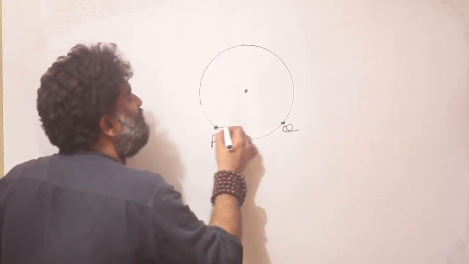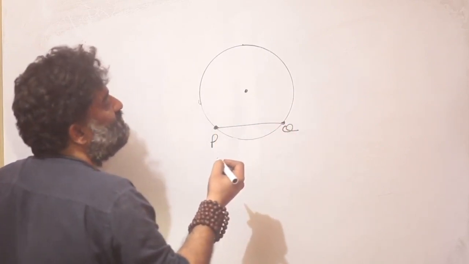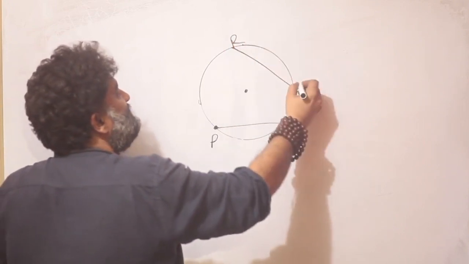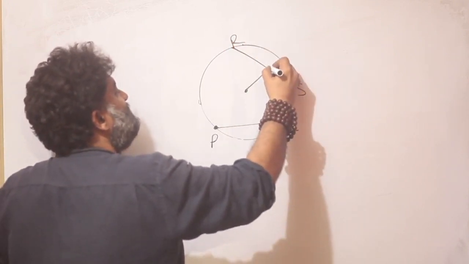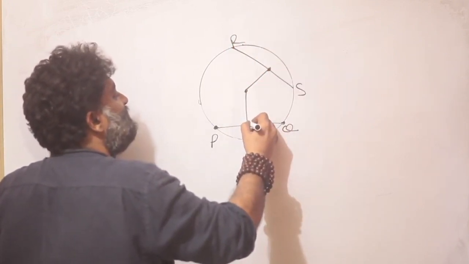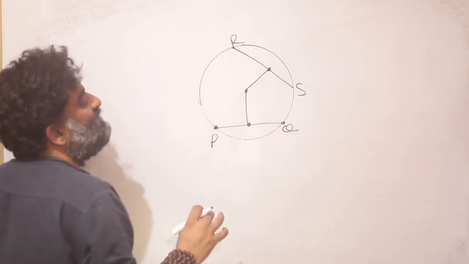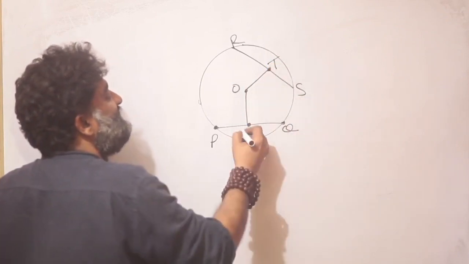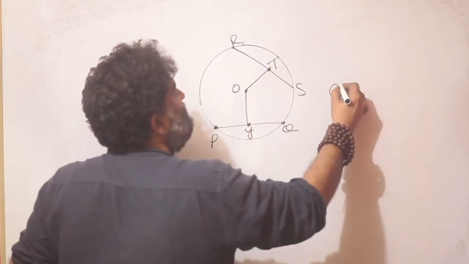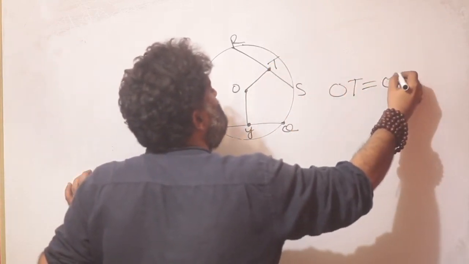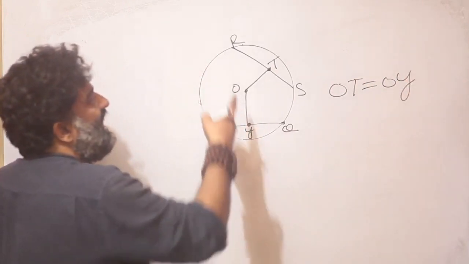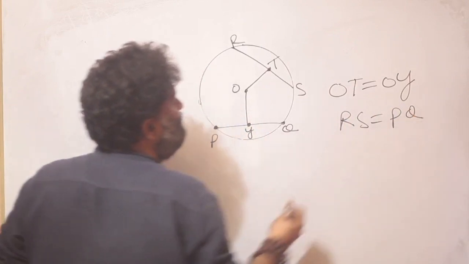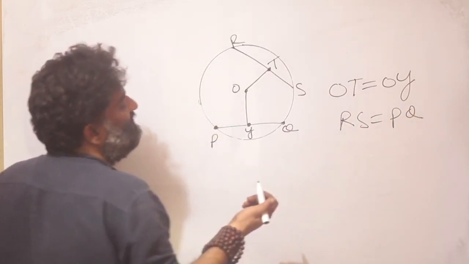And obviously we're going to prove that the converse of it is also true. That says if I have two chords PQ and RS which are equidistant from the center, the chords are going to be equal to each other. That means if this is the center and let's say this is T and this is Y, if it is given to me that OT is equal to OY, I want to prove that RS is equal to PQ. Again, it will be done very quickly.